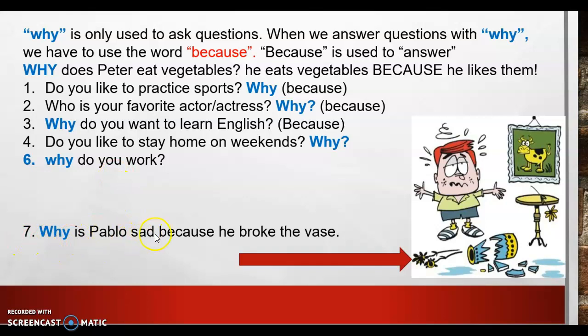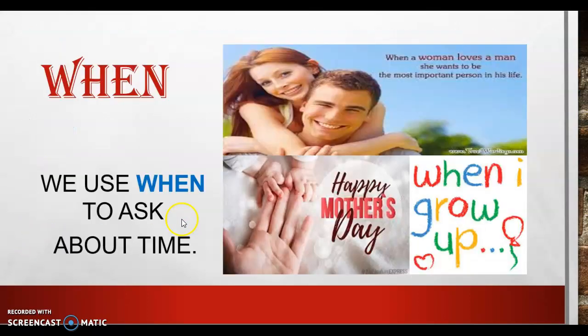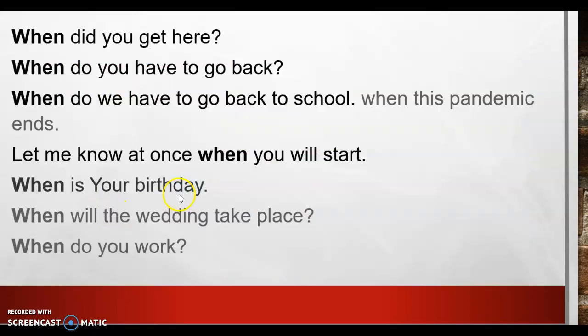Number seven, why is Paulo sad? Because he broke the vase. He broke the vase. See this picture? This young man right here. Okay, so let's go with when. See this picture? When a woman loves a man, she wants to be the most important person in his life. When is Mother's Day? When you grow up. We use when to ask about time. Okay, let's see more examples.